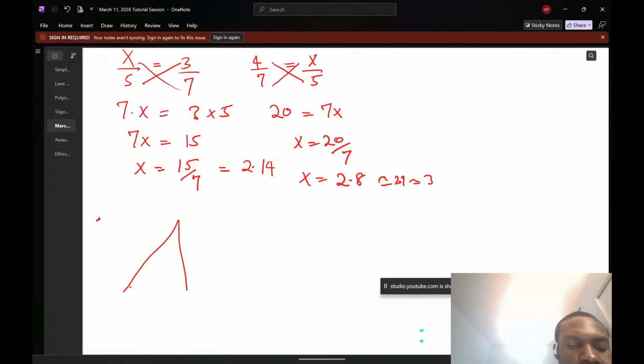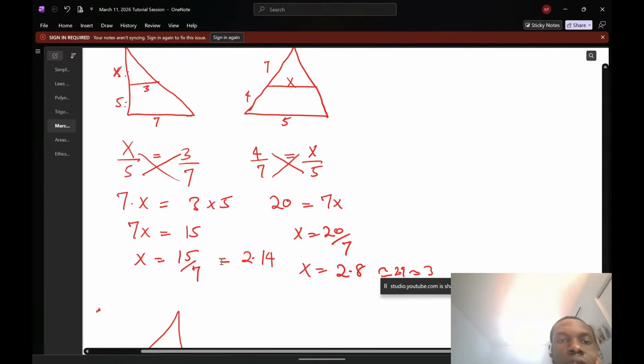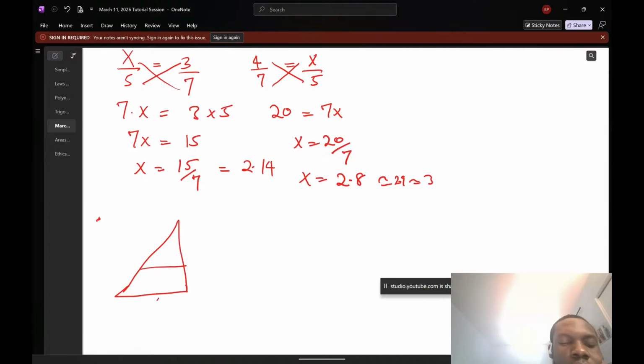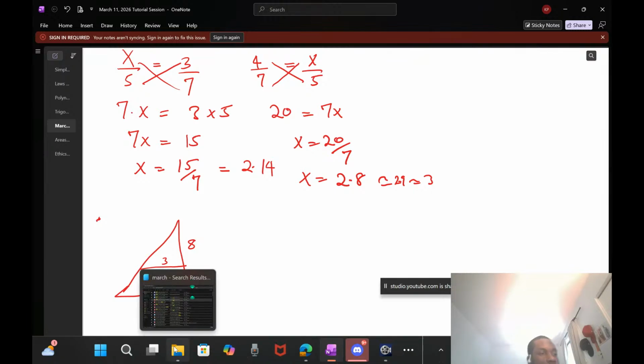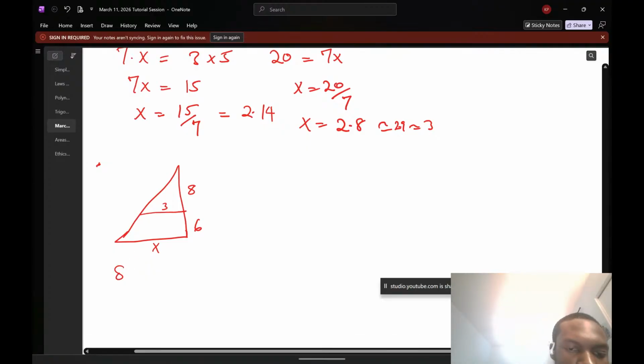Let's do this side like this. So let's make this side x and make this side 3. Let me make this side 8. Let me make this side 6. Okay. So in this case, we have 8 over 6 is equal to 3 over x.